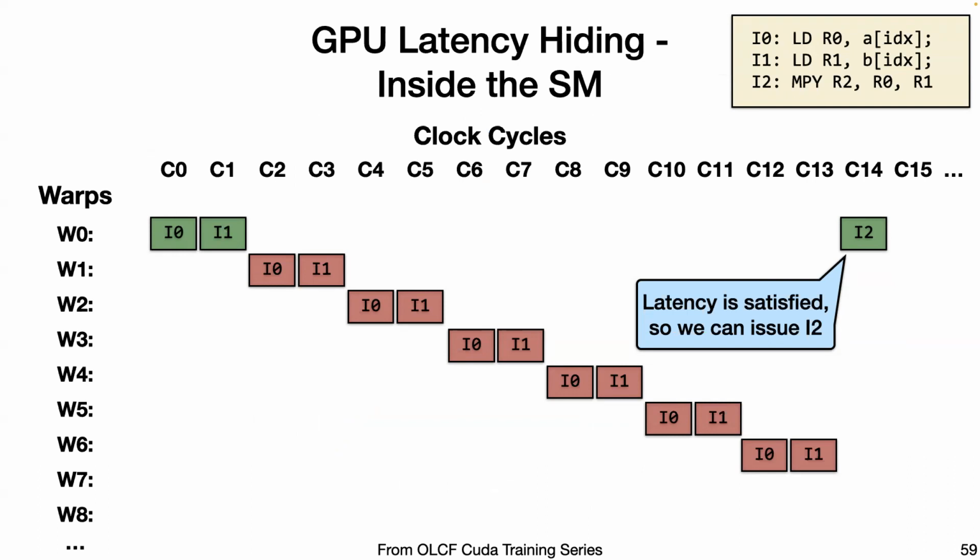Because you have limited load store ports on one SM. In this example, this would fill up the load store ports for one SM, and that's why you would have to issue them over time.